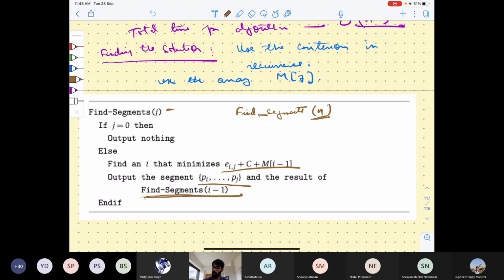Then it goes and looks for an i that minimizes e_ij plus, so you already have this e_ij, right? Plus c of m_{i-1}. And then you call it recursively on find segment i minus 1. So how many recursive calls are made? Maximum. And in each recursive call, how much time is it taking?